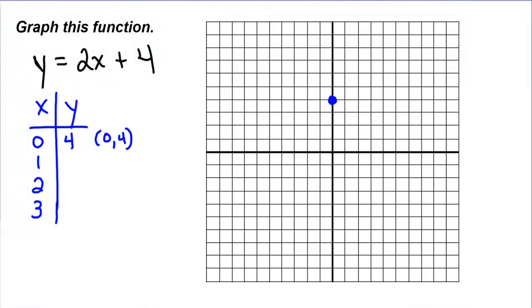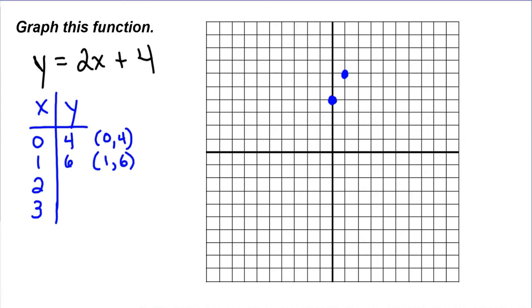Now if I put 1 into this function, 2 times 1 is 2, plus 4 is 6. So that gives me a solution of (1, 6), and that would be here on the grid. So really that's all I need, but I'm just going to make sure that this is a straight line, so I'm going to do a couple more points.